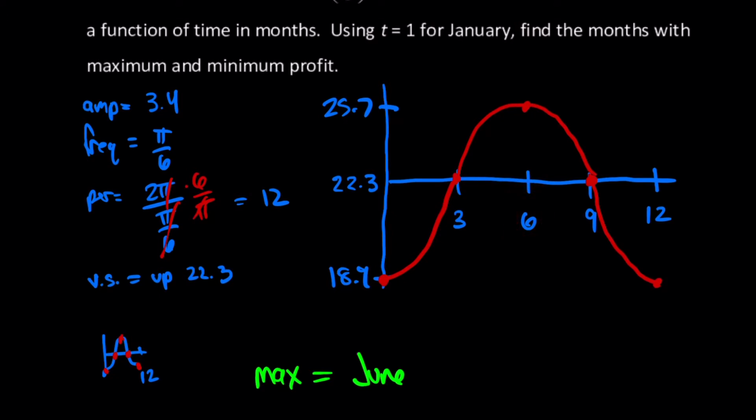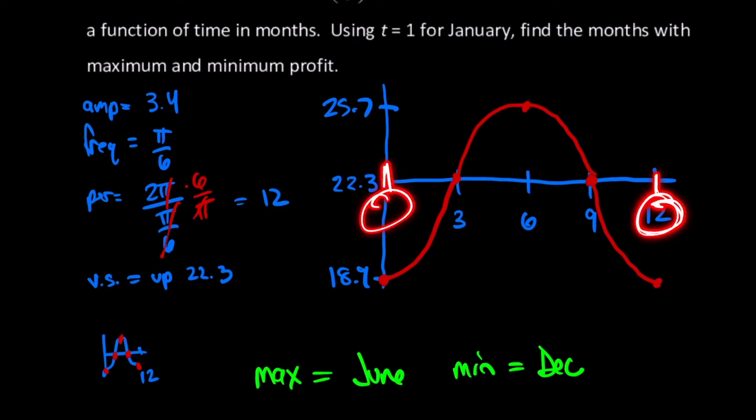The min, you gotta be careful, that's going to occur in December. 0 is December, right? If 1 is January, then going backwards, that's December. It's also the same as 12. The 12th month is December. So here and here, those two represent the same month. So max occurs in June, min occurs in December, and we just answered that question.